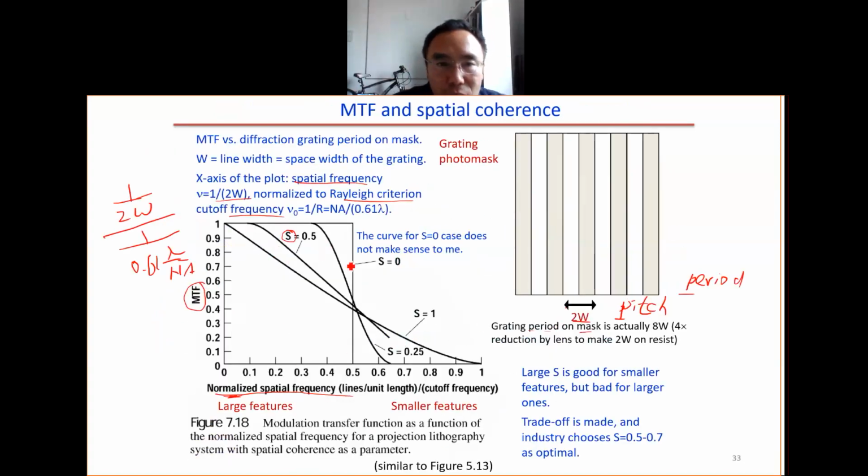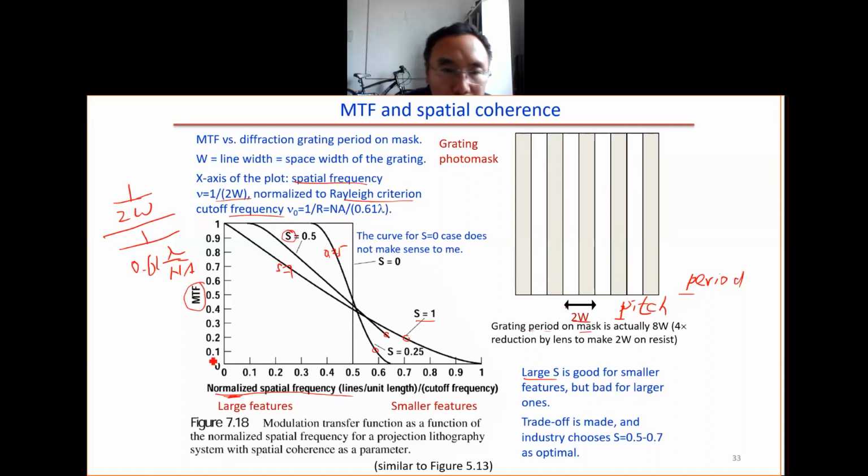Another thing you can see: this one is s equal to 0.5, this one s equal to 1, this one 0.25. For the larger s, it's good for the smaller features. Smaller features means higher frequency. You can see s equal to 1 is very big, but in this case it is better than s equal to 0.25 and also better than s equal to 0.5. So larger s is good for the smaller features, but bad for the larger features.